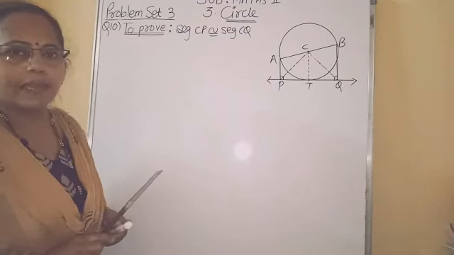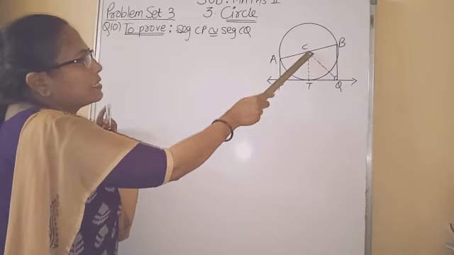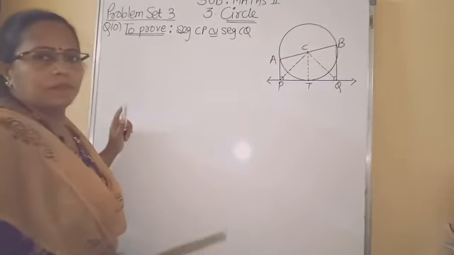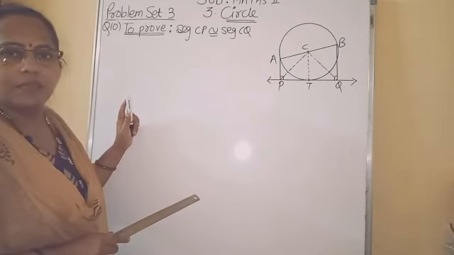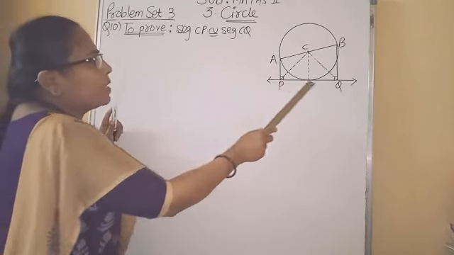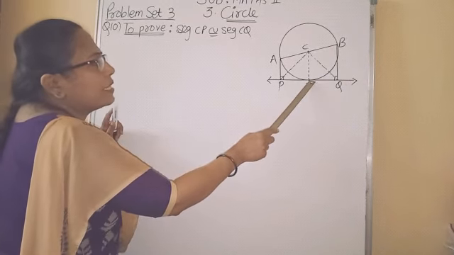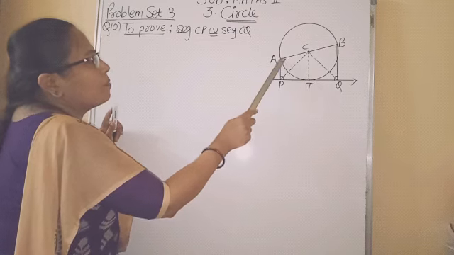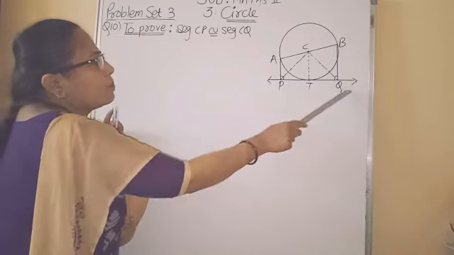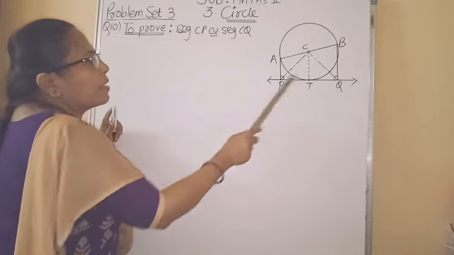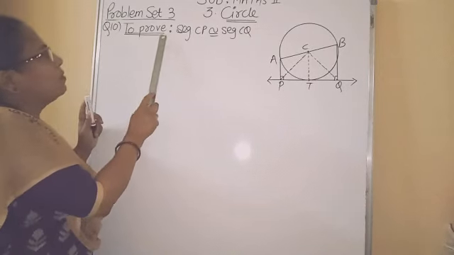Number 10. Here the figure is given. C is the center of the circle. Segment AB is the diameter of the circle. Line PQ is tangent to the circle at point T. And from point A and point B, segment AP is perpendicular to line PQ, segment BQ is perpendicular to line PQ. This is given. And what we have to prove?